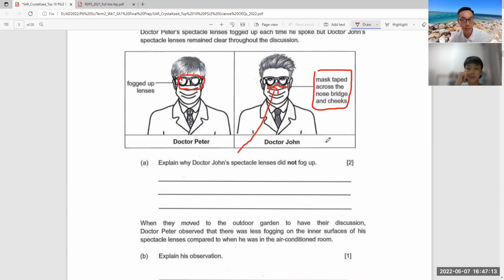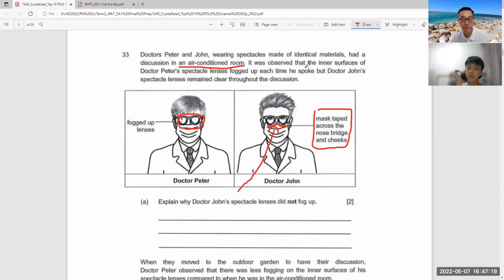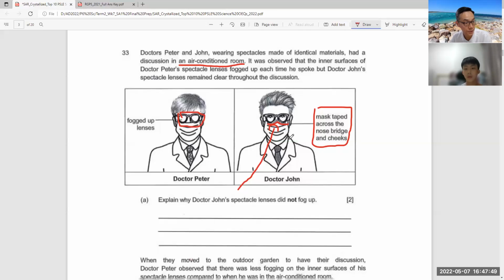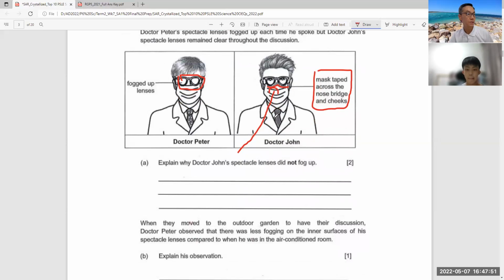Okay, so you must understand what causes this fogging. When you talk, because they say they were having a discussion, what happens? You release warmer water vapor from your mouth, and the warmer water vapor will rise up and get in contact with the cooler surface of the lens. When you tape it, this will prevent the warmer water vapor from escaping. So if it can't escape, the warmer water vapor cannot get in contact with the cooler surface. Therefore, no condensation happens. So this is what the examiner is looking for.